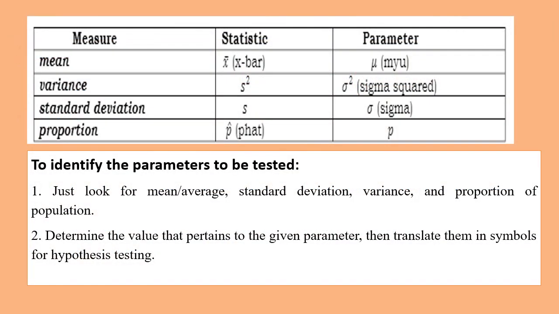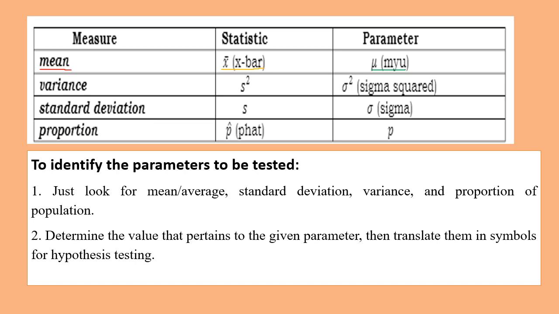Okay, now let's talk about this table, which is very important. When we say mean in statistics, that is what we call the x bar. This is how it is symbolized. The mean in parameter is what we call the mu, the population mean.